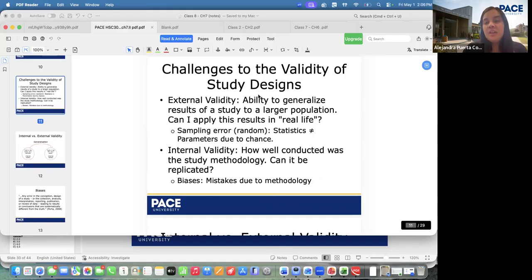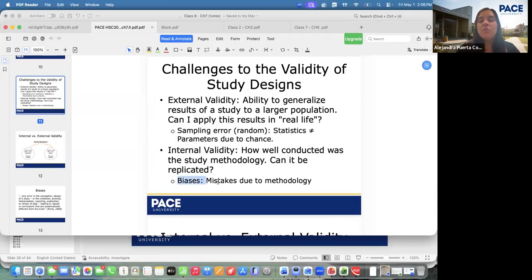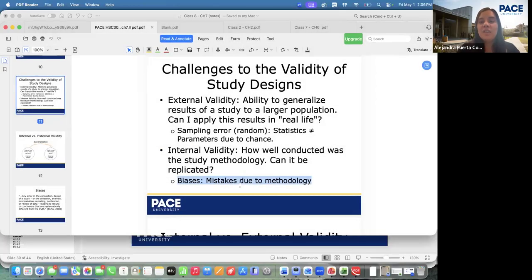Okay, challenges to validity of study designs, external and internal validity. What is the internal validity? Can it be replicated? Yes, exactly. So how well done was the methodology, right? I want all the details, all the I's to be dotted and the T's to be crossed. I want to be able to control for biases before, during, and after the methodology, right? I want to control for all of them and to tell the reader that I am controlling for them. External validity.